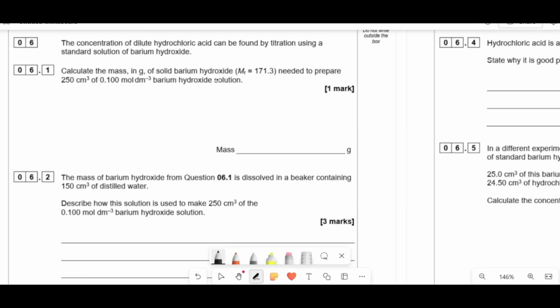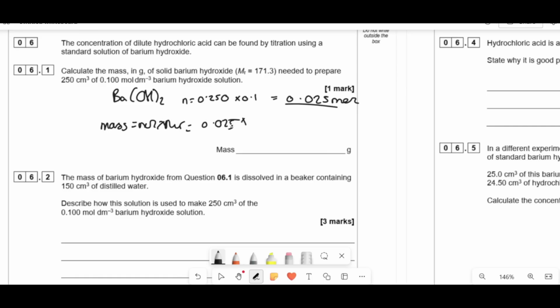So it says here, the mass of solid barium hydroxide. So we need how much of this stuff. We've got this volume here, we've got that concentration. We need to work out the moles of it, right? So the moles is going to be 0.250 over 1,000 times 0.1, which is going to be 0.025 moles. And it's asking how much mass you need to get this many moles. Well, mass equals moles times Mr, which is 0.025 times 171.3, which is 4.28 grams.